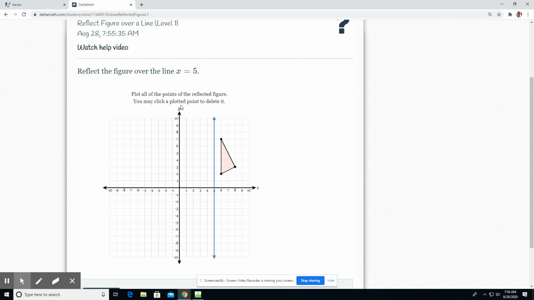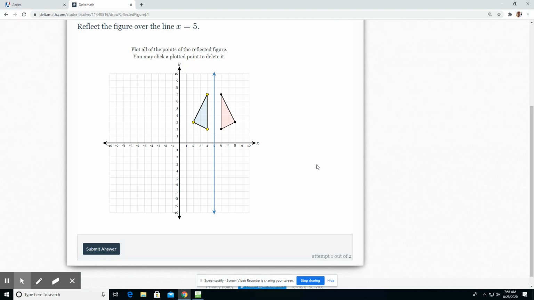Plot all the points of the reflected figure. You may click a plotted point to delete it. So how many spaces is it from the line of reflection? This is one space, so its image is going to be one space on the other side. This one here, I'm going to go in order. 1, 2, 3 from the line of reflection, and 1, 2, 3 from the line of reflection on the other side. 1 from the line of reflection. And notice it does look like a reflection here.